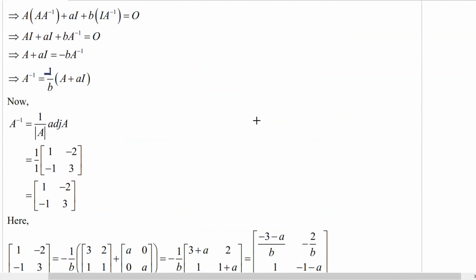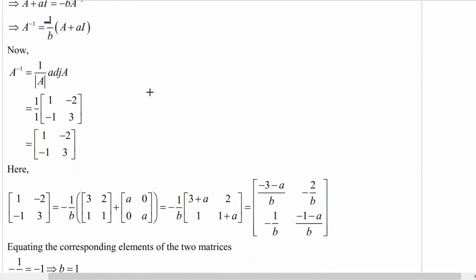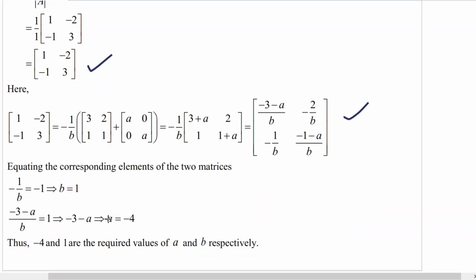Okay, here it is. So A inverse, we know that it is equal to this, and from here A inverse is minus 1 by B, A plus AI. Minus 1 by B, A means the question, plus A into I. A into identity is A, 0, 0, A. On adding this, we'll get 3 plus A, 2, 1 plus 0 is 1, 1 plus A is 1 plus A, minus 1 by B, sending this minus 1 by B inside. And now just equate this matrix with this matrix, isn't it? This is also A inverse, this is also A inverse. Just equate them and you'll get the value of A and B.